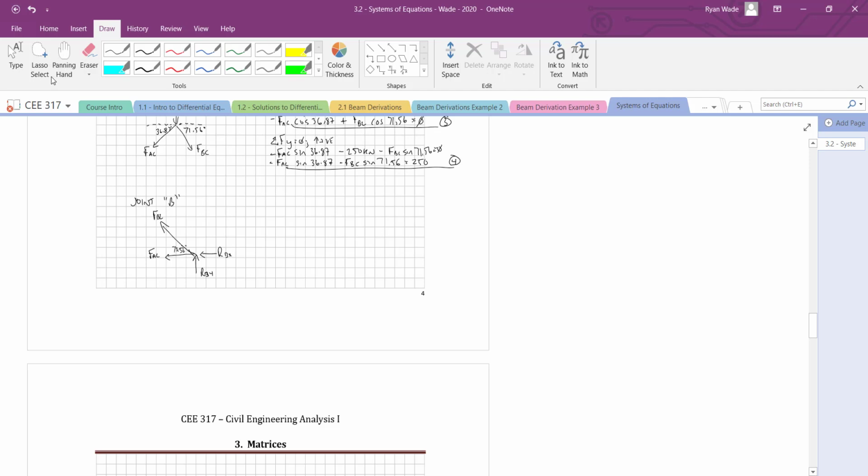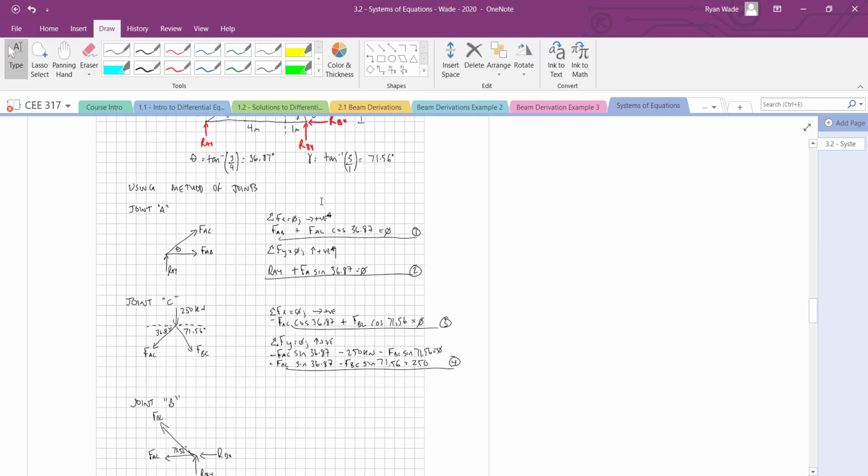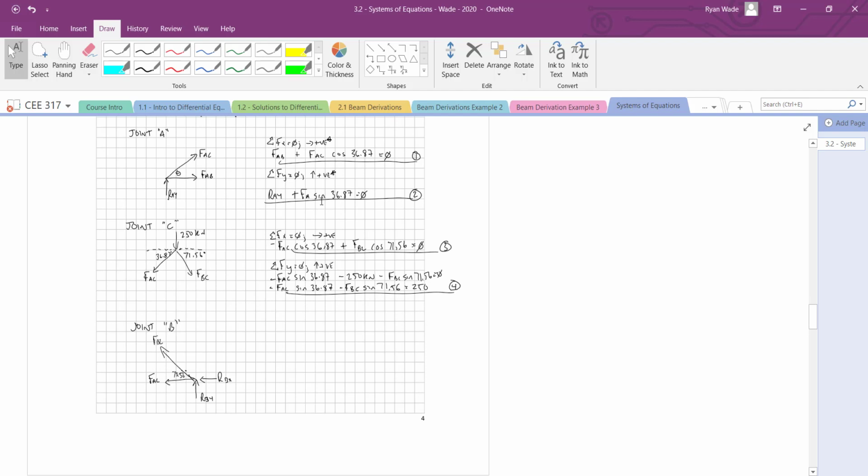But not only when I was back at A and I said that this has to be my sign convention for the entire system, I'm also assuming that all the members are in tension. So when I get a positive answer, it means it's in tension. If I get a negative answer, it means it's in compression. So I'm going to go over that at the end, but I need to make sure that you guys understand that as we're going. So the sum of forces at x equals 0.